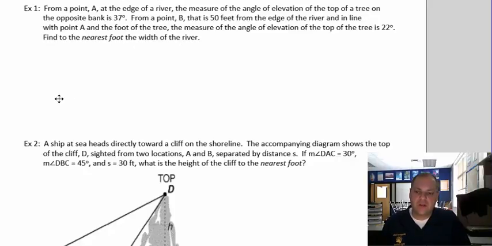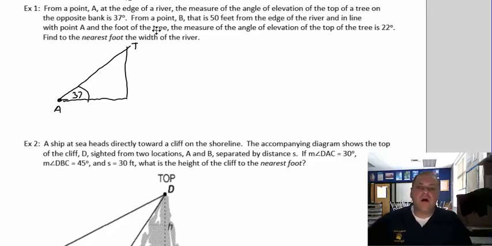So we have this river. On the opposite bank, there's a tree. Well, that's a crooked tree. And then the angle of elevation is 37. Now, that's point A. Now, we'll call this T.